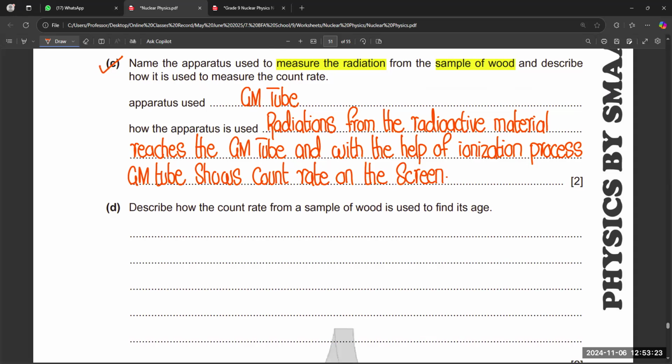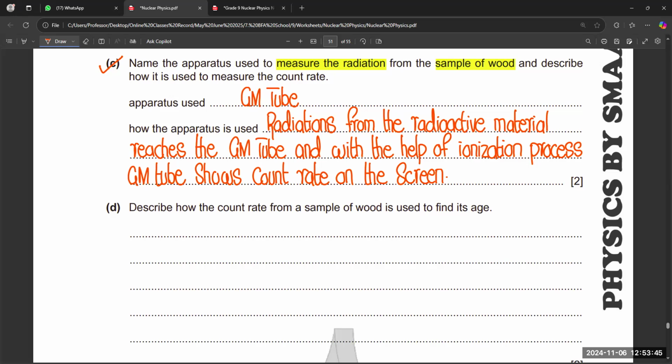Okay, so in part C, you observe how they ask questions about the radioactive detector. They will not ask about the detailed working, to mention the whole process of what is going on in the GM detector or GM tube. They only ask about the basic idea of why and how we use this tube to detect radiation.